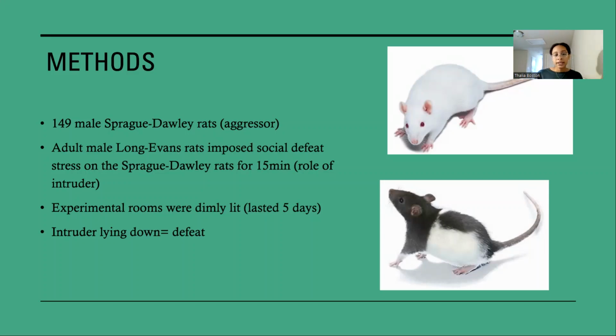So like I said, they let the rats interact with each other. They leave them alone for about 15 minutes, and they characterize a social defeat when the Long-Evans rat lays on his back with his stomach facing upwards. What this says to the scientists is, I've given up. I can't retaliate anymore. I do not want to fight with this other rat anymore. I am defeated by this social stress.